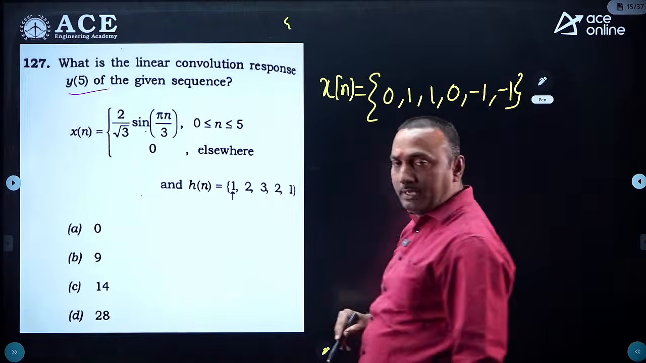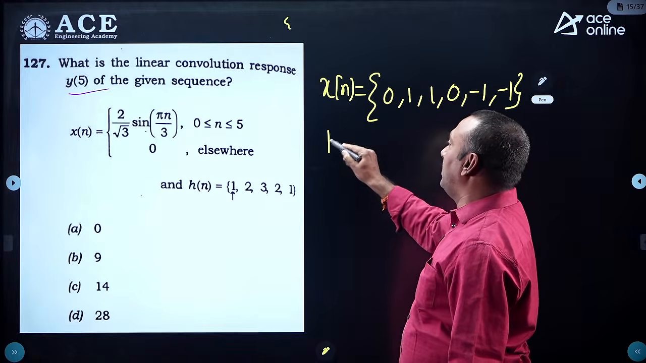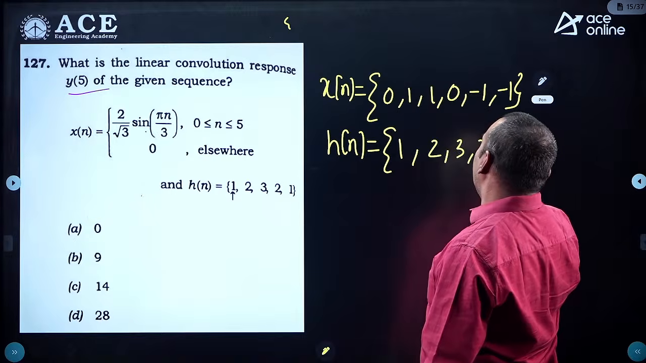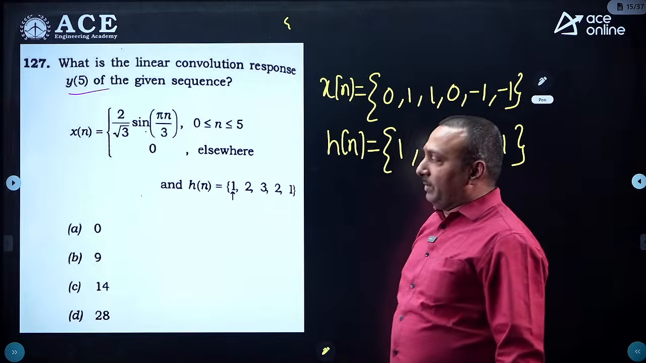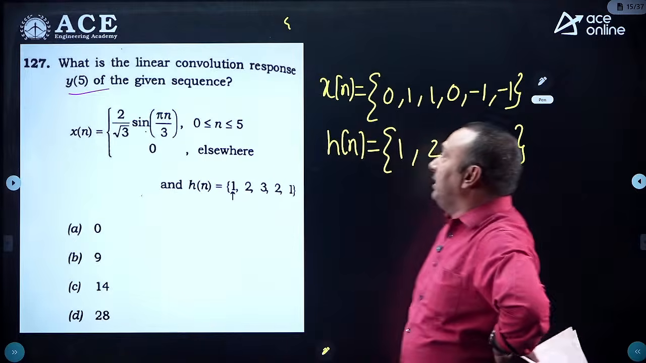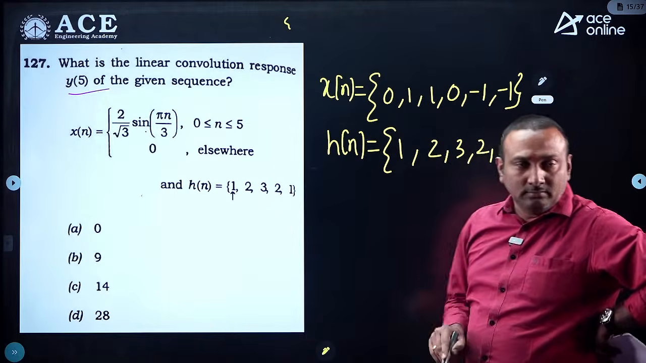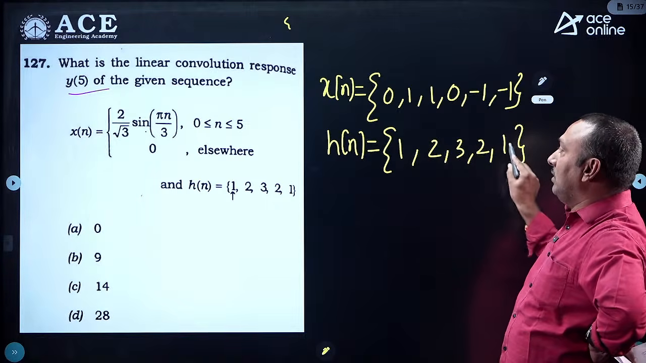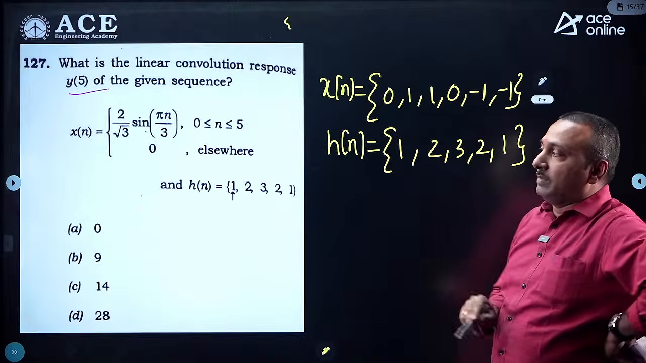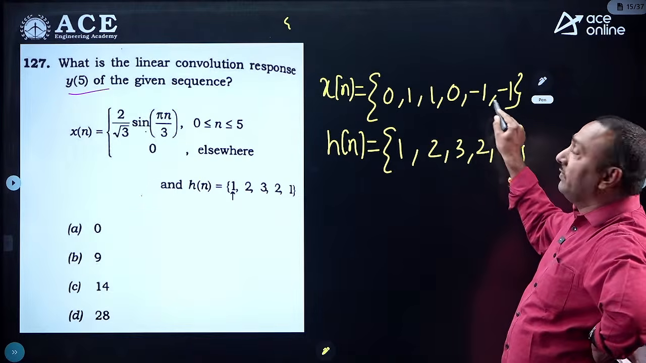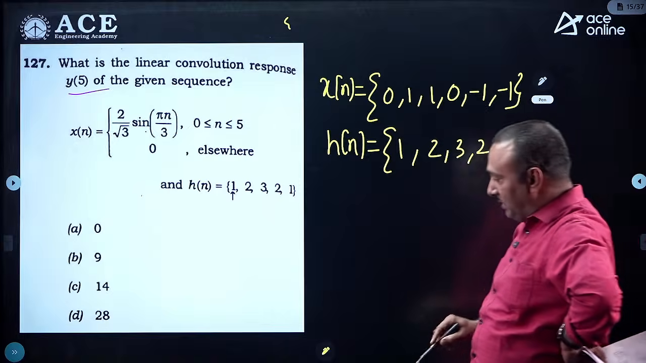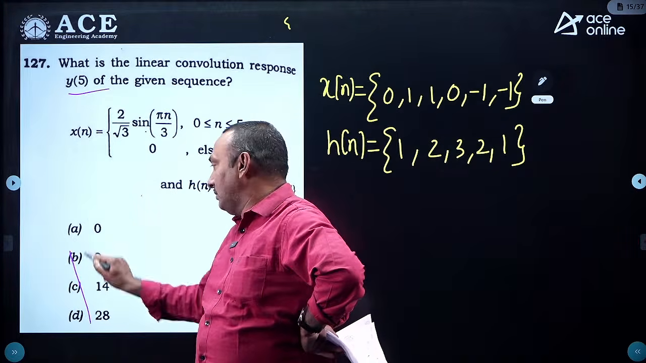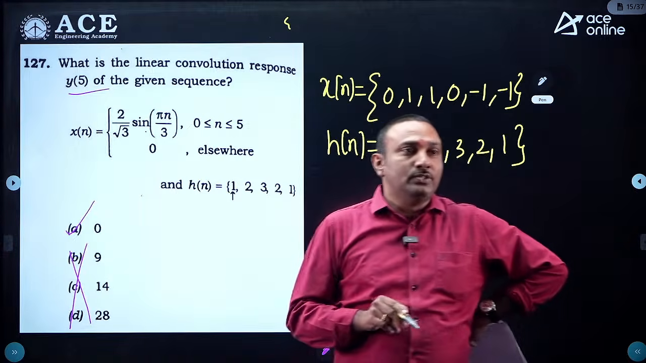Of course, h of n is already given. You are all aware of the sum by column method, but that will eat your time. From the given options, let us decide the answer. Even if all samples of h of n are 1, when you do that product using the sum by column method, what is the maximum number that is possible? 9. But there is no chance for that number 9 because some of the amplitude levels are negative. So, if it cannot be 9, it cannot be other numbers like 14, 28 either.